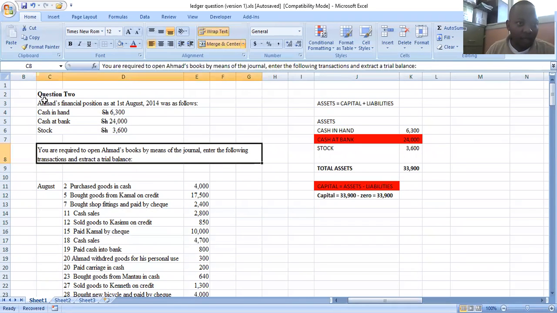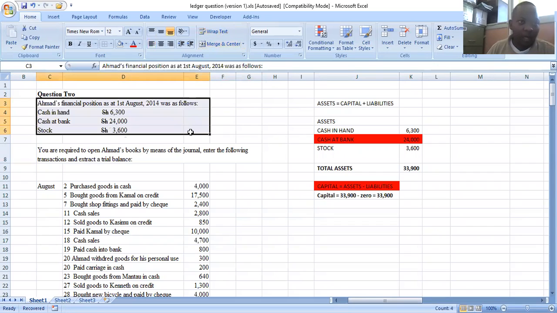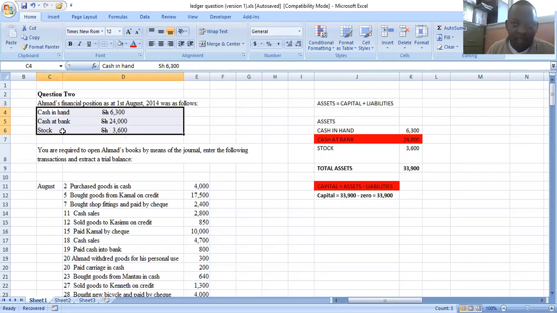So the question is, Ahmad's financial position as at 1st August 2014 was as follows: cash in hand 6,300, cash at bank 24,000, and stock 3,600. So these are the only items that the business had at the beginning of that period. So what you have here are assets only. When you have cash, bank, and stock, those are assets only. So there were no liabilities at the beginning, and then we haven't been given capital. So for us to obtain capital, we'll have to use the balance sheet equation to know what capital is.